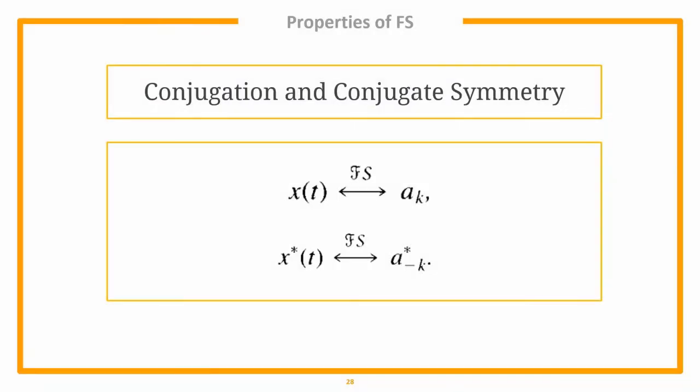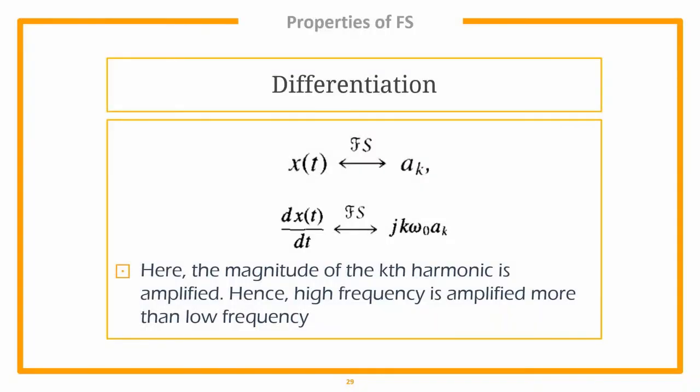Now, if x of t has a Fourier series coefficient ak, then the conjugate of x of t will have a Fourier series coefficient, the conjugate of a minus k. The differentiation property says that if x of t has an fs coefficient ak, then dx by dt will have a Fourier series coefficient jk omega naught ak.